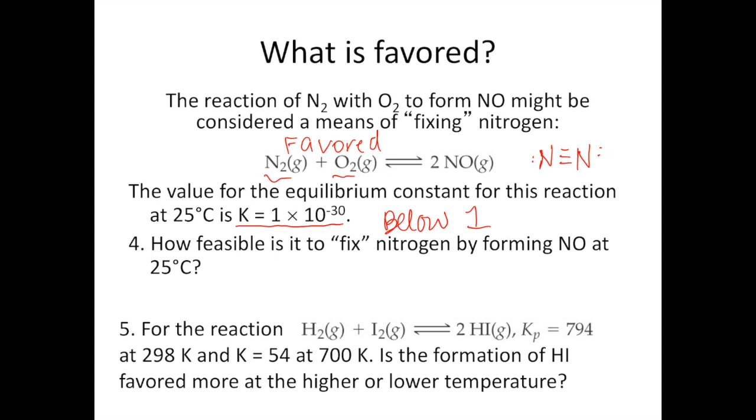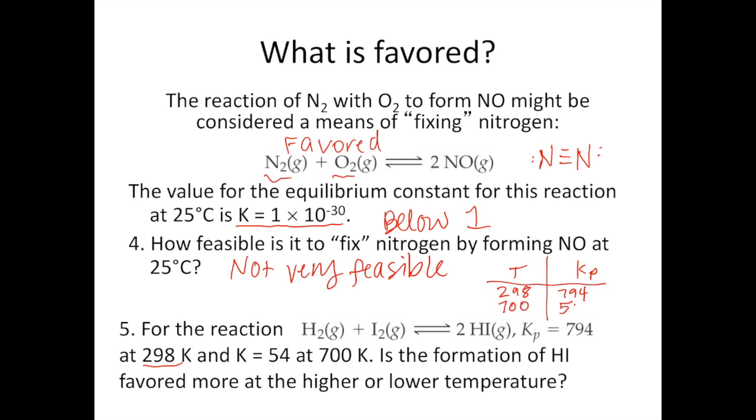So how feasible is it to fix nitrogen by forming NO at 25 degrees? Not very much. You really don't get any products at all. Okay, so for number 5, we have H2 plus I2 forming HI. At 298 K, I'm going to make a little temperature KP chart. At 298, my KP is 794. And at 700, my KP is 54.